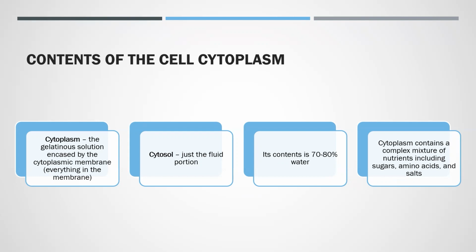The cytoplasm contains a complex mixture of various nutrients, including sugars, those ringed structures that we talked about in chapter 1, glucose, lactose, a bunch of those carbon, hydrogen, oxygen molecules, amino acids, the building blocks to proteins, as well as salts.